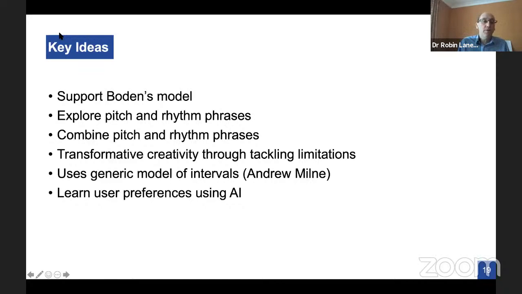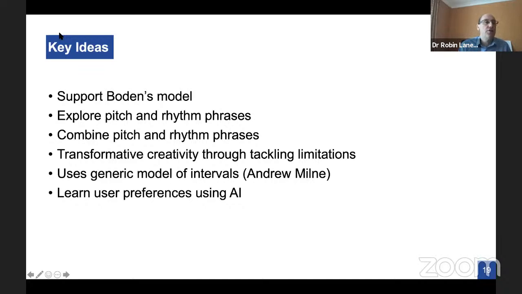Now, transformative creativity is not directly supported, but because the tool is quite simple and quite limited, we're expecting that some users will come to the conclusion that there are things they'd like to do that this tool won't be able to do. And what we're hoping is that they'll be able to come up with suggestions about new versions of the tool that would be able to do those things. And in this way, they will be doing transformative creativity. They will actually be experiencing transformative creativity.